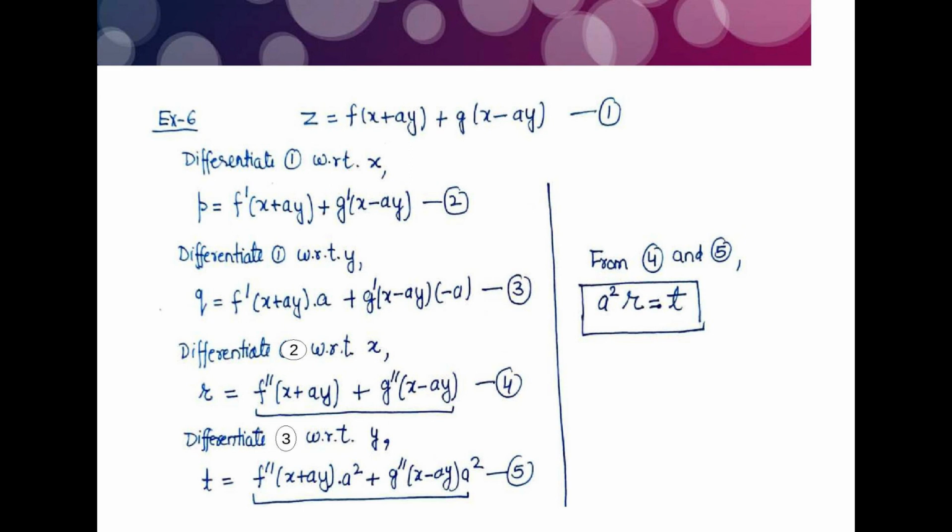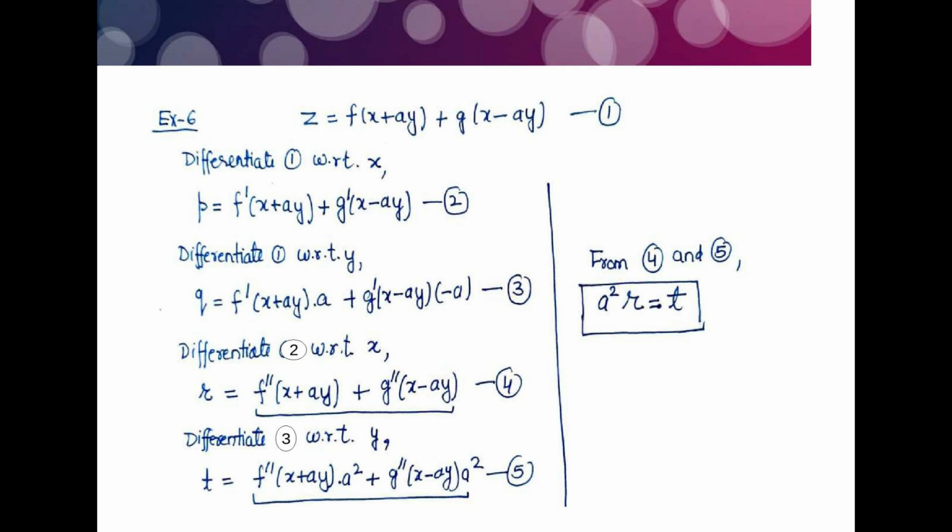So start with equation number 1, differentiate with respect to x. Left hand side will be p equal to f dash of x plus ay plus g dash of x minus ay, equation number 2, right? Now differentiate 1 with respect to y. We get q equal to f dash of x plus ay. Then derivative of this argument x plus ay will be just a, plus g dash of x minus ay. Derivative of x minus ay with respect to y will be minus a. So we have equation number 3.